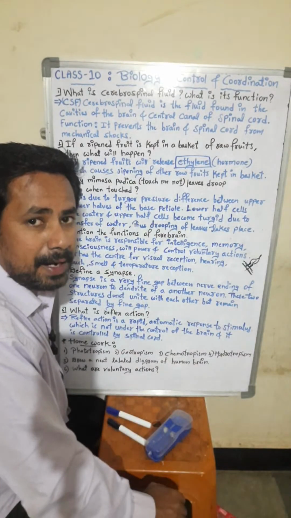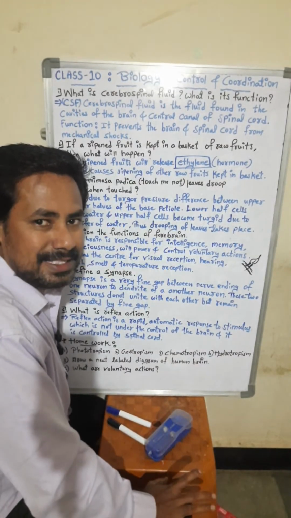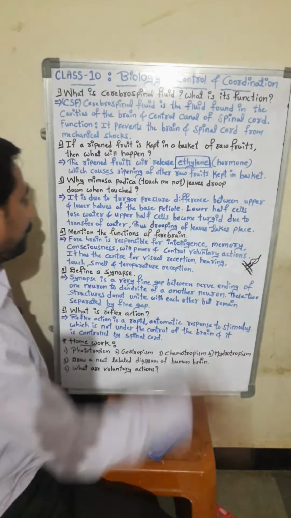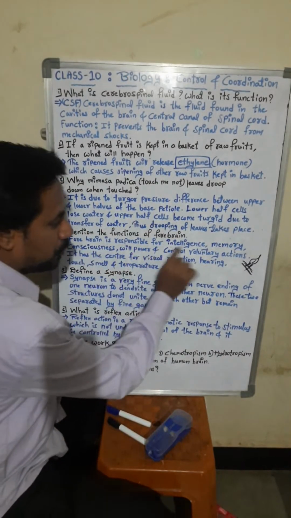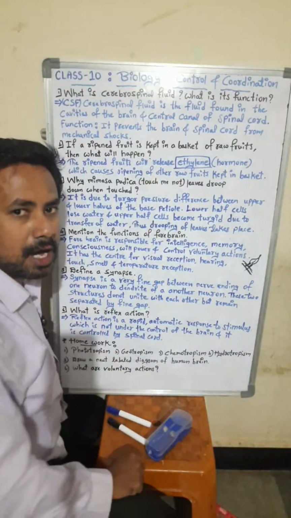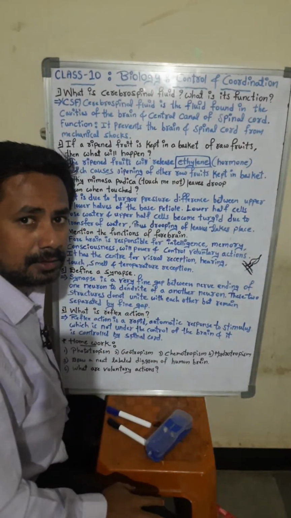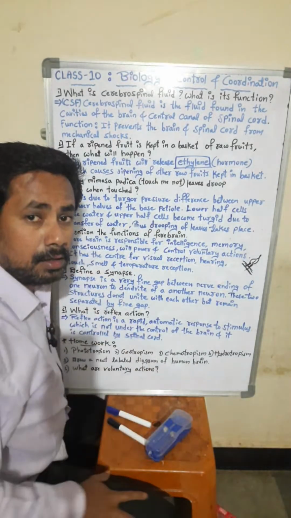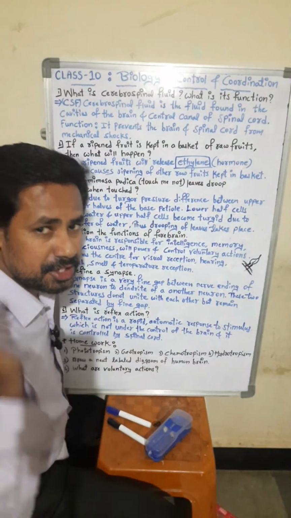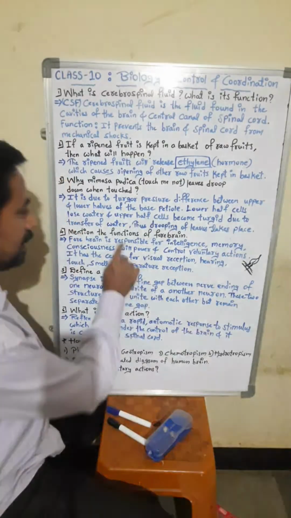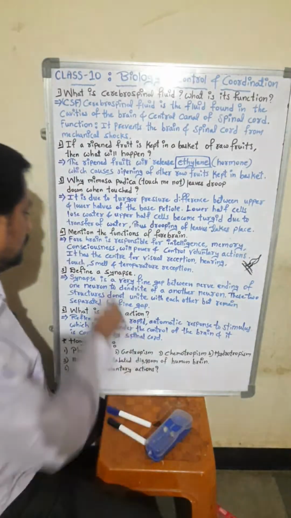What is the function of the forebrain? Forebrain is the biggest part of our brain. Cerebrum is the part. So forebrain is responsible for intelligence. Our intelligence, our memory, the information we can keep inside our brain, where? Inside the forebrain. Consciousness.